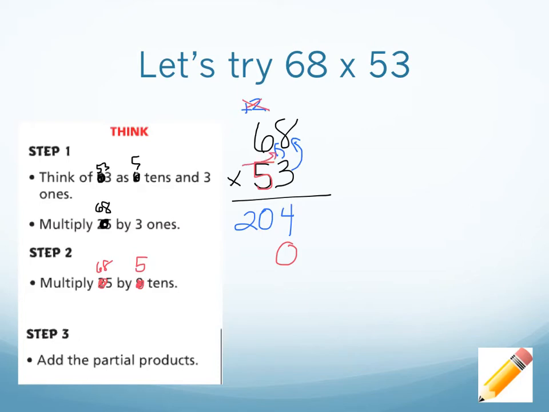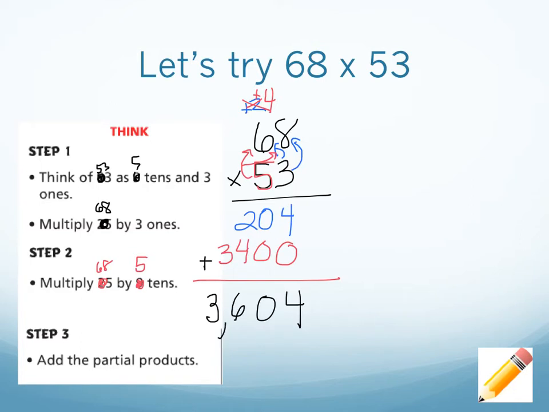5 times 8 is 40, so I'm going to put down my 0 and regroup my 4. 5 times 6 is 30, plus 4 is 34. Now I add my partial products to get 4,0,6,3, or 3,604.